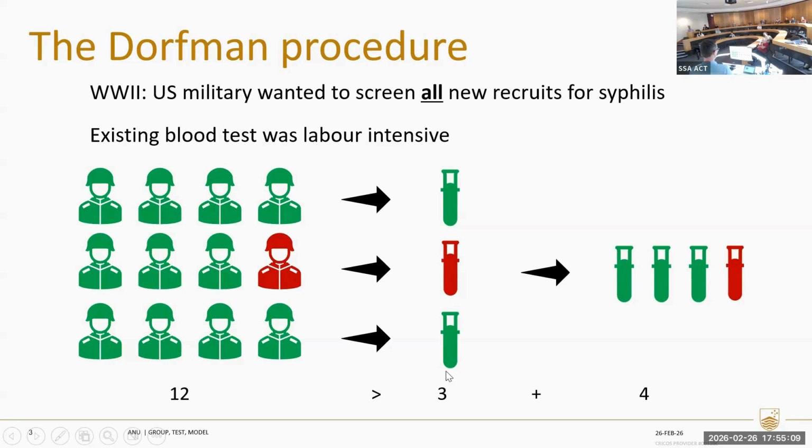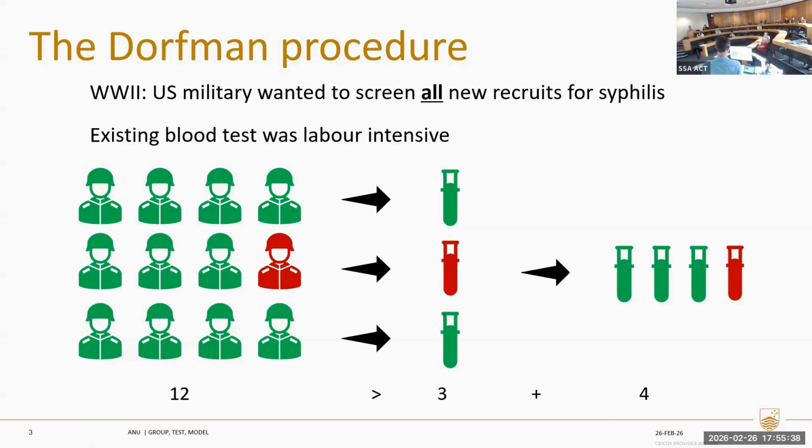And we now need to do three tests on the full bloods and another 4 tests on these individual bloods from this group that tested positive. So again, it took us 4 and 7, which is 12. So right, we use fewer tests to screen exactly the same group of people. So the obvious problem here is that this is not always going to be fewer tests, right?